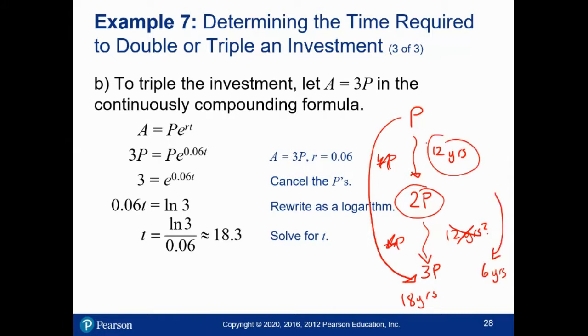So while it took me 12 years to go from P to 2P, it only takes me 6 more years to go from 2P to 3P. To go from 3 to 4 will take less time again. So it speeds up. Having more money makes you make more money. It's the way compound interest works.